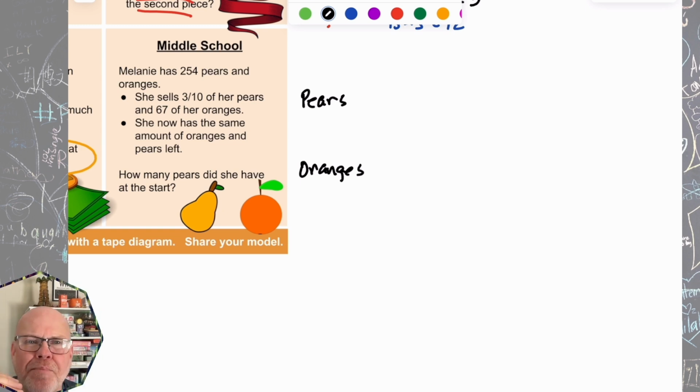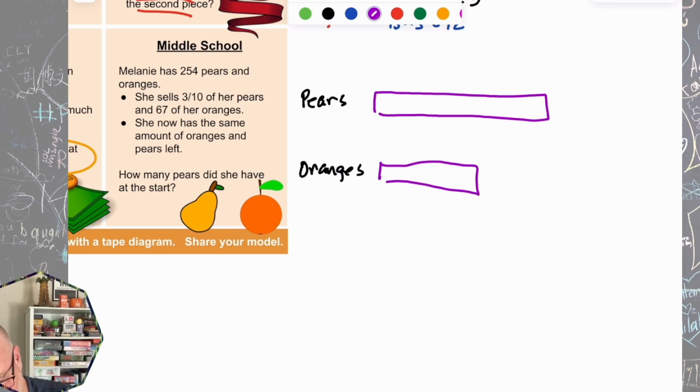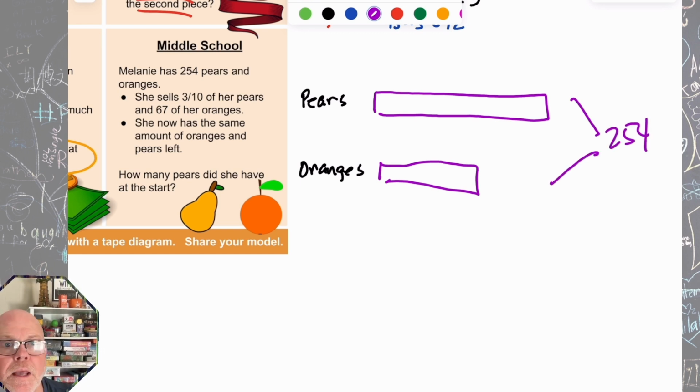Okay, so I'm going to draw, to me this is kind of also a before and after. So I know that the start is she has some pears, she has some oranges. All together this is supposed to equal 254. That she's going to sell some of her pears, 1, 2, 3 tenths of her pears, and she's going to sell 67 of her oranges, and now they are supposed to be equal. Right there, boom. They are now equal. So how many pears did she have at the start?